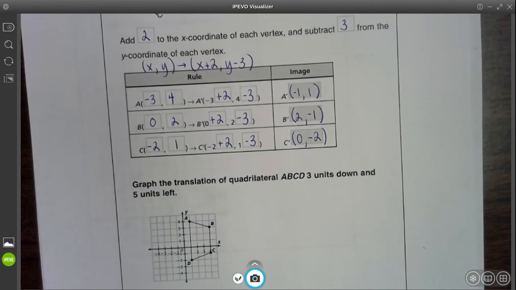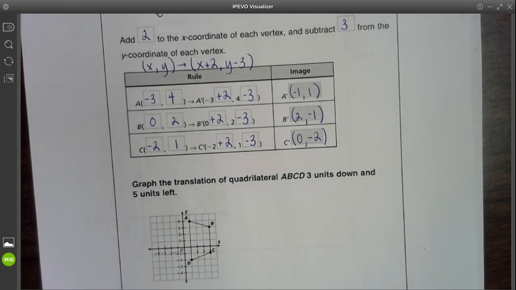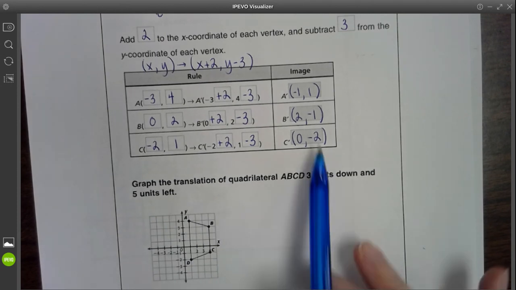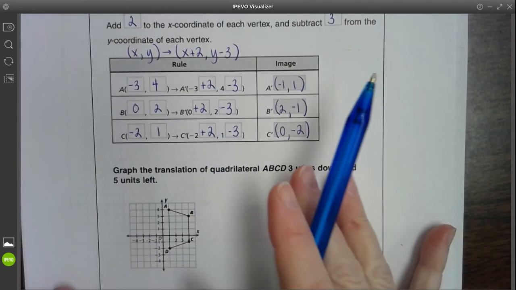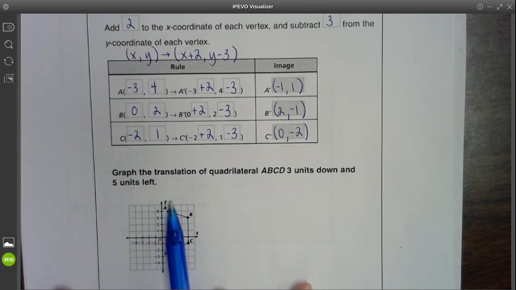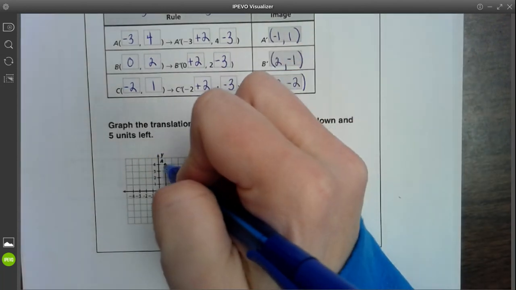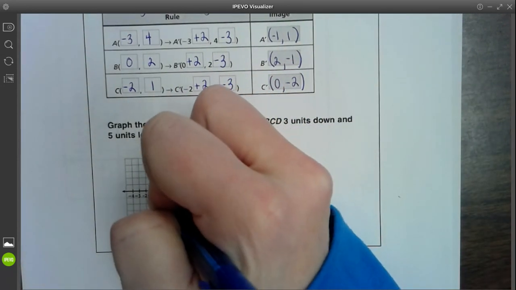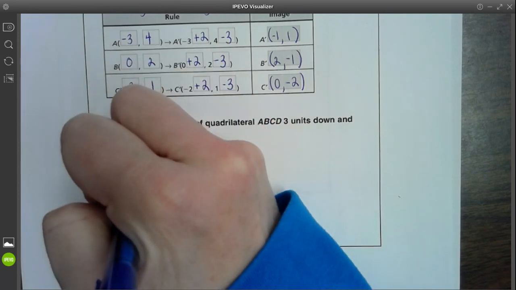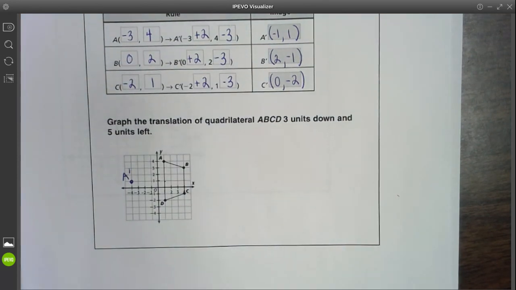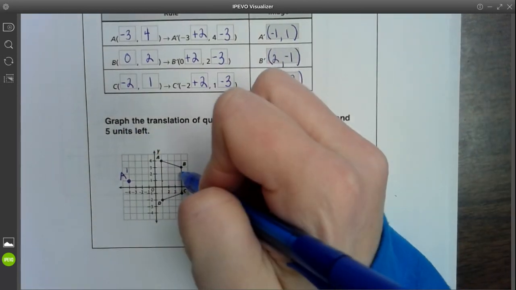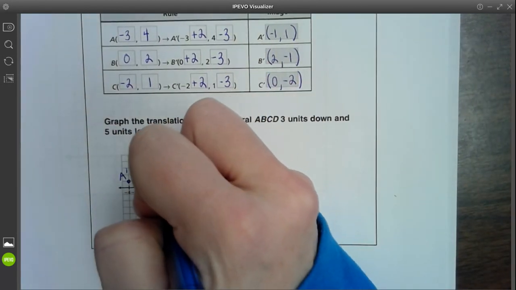The next one says graph the translation of the quadrilateral, 3 units down and 5 units to the left. Sorry, I lost a big stack of papers here. We can go through all of this, but another simple way is to just follow this rule with each point. I could start at A and go 3 down, 1, 2, 3, and then 5 to the left, 1, 2, 3, 4, 5, and that's going to be the location of my A prime. For B, again, I'm going to go 3 units down and then 5 units to the left.